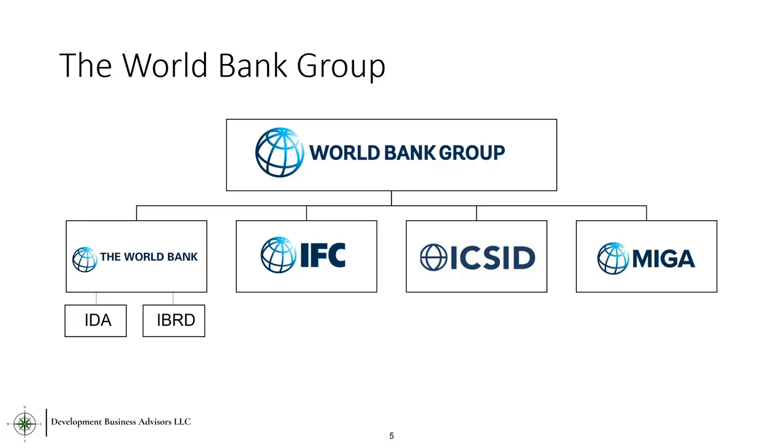ICSID is the International Center for the Settlement of Investment Disputes. This is an arbitration venue. And then there's MIGA, Multilateral Investment Guarantee Agency, providing political risk and other guarantees for investments into, again, developing countries or emerging and frontier markets.